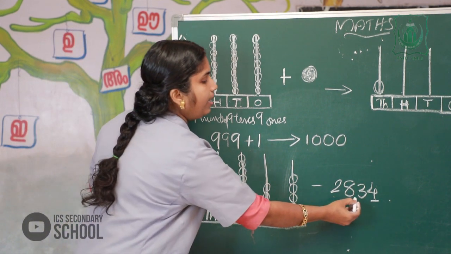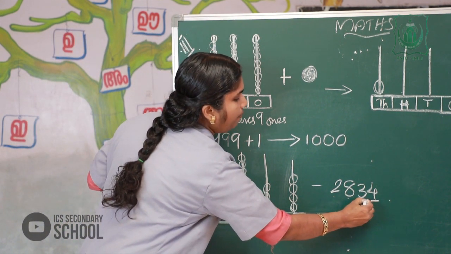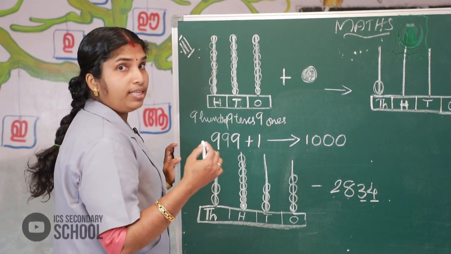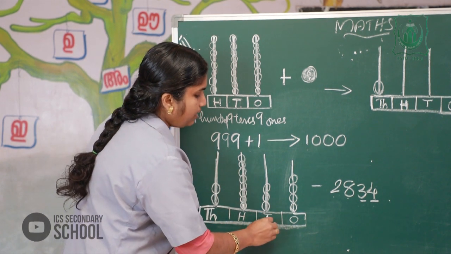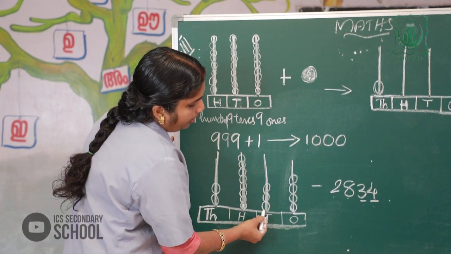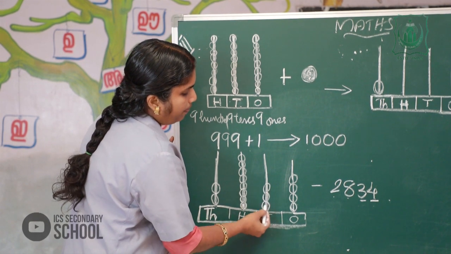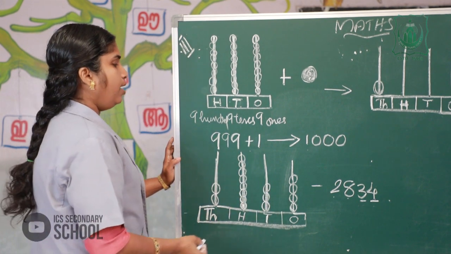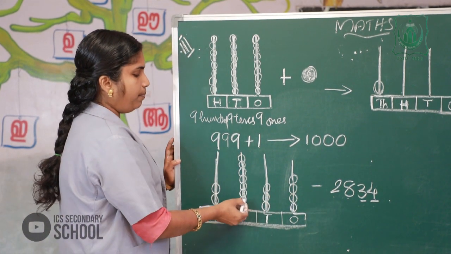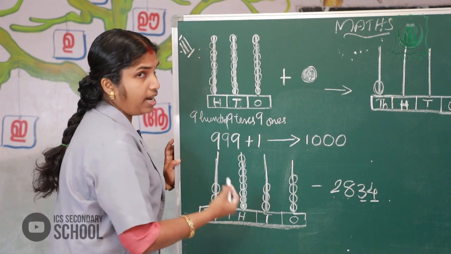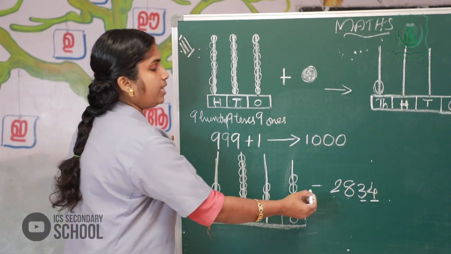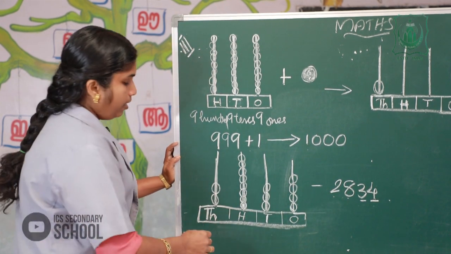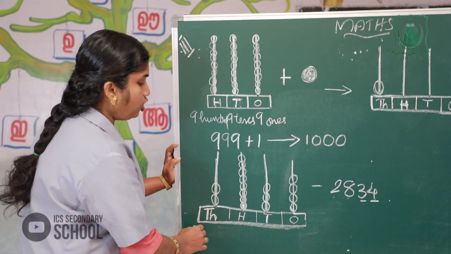Next, the number in the 10 position is 3. 3 means 30. The place value of the 3 is 30. In the 10 place we fill 3 beads on the 10 place spike: 1, 2, 3. Here the place value is 30. Next, 8: we fill 8 beads on the 100 place. So 800. Next, the 1000 place, we get the number 2. Here we filled 2 beads. The place value of this number is 2000.